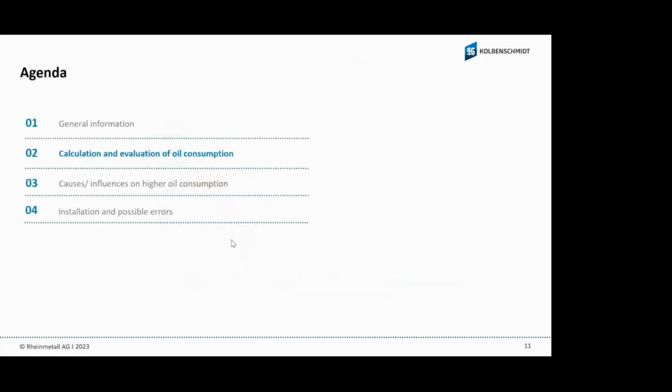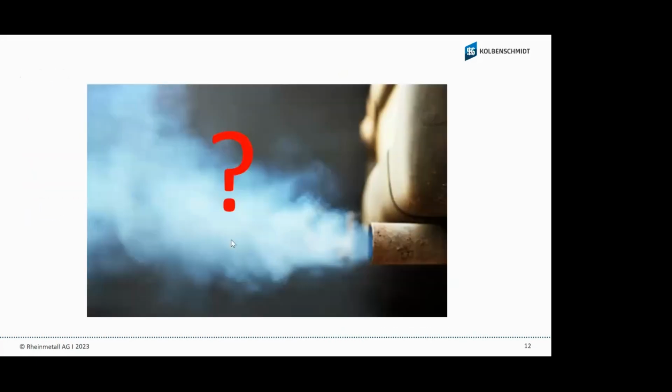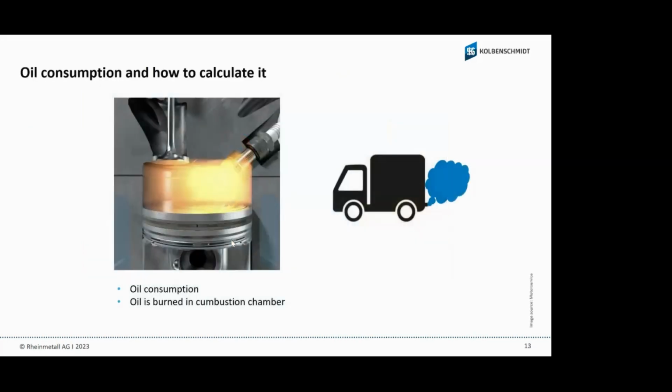Then the next step is the calculation of the oil consumption. A lot of people speak about oil consumption. Today, when we speak of oil consumption, we are not speaking about a leakage where we see an oil spot on the ground. We speak of oil consumption when the oil is burning in the combustion chamber. Then we normally have blue smoke from the exhaust pipe.